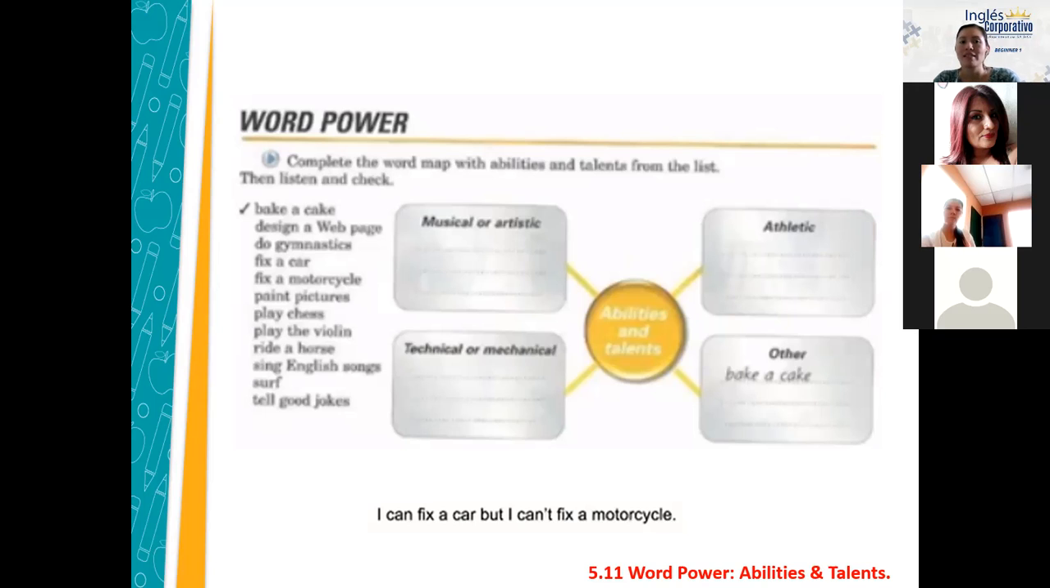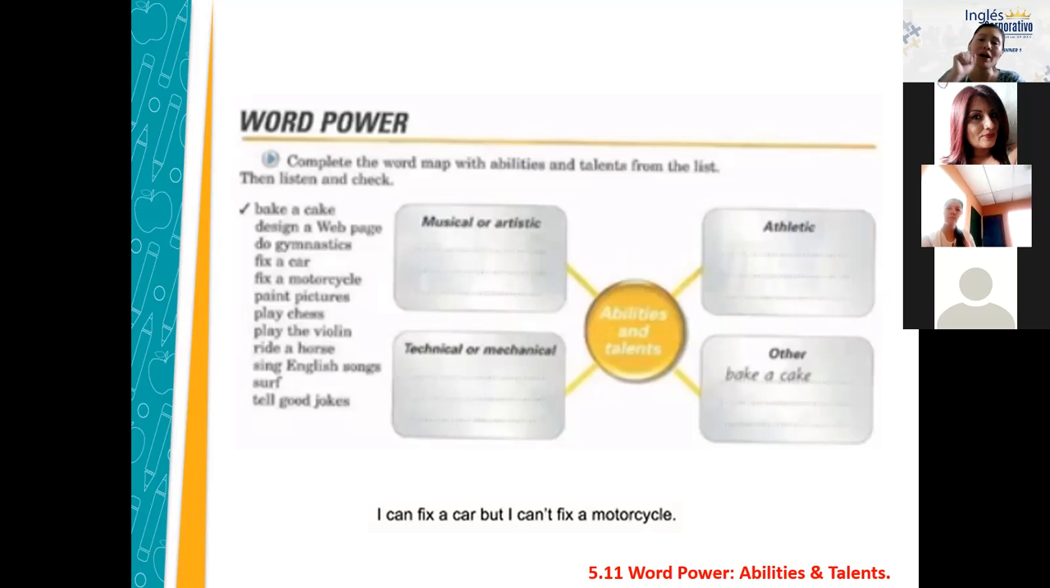Then it says do gymnastics, fix a car, fix a motorcycle, paint pictures, play chess, play the violin, ride a horse, sing English songs, surf, and finally tell good jokes, right? There are some people that can tell good jokes, and those are kind of funny. I'm not that type of person. If I make a joke, it's going to be about myself, not about other people.